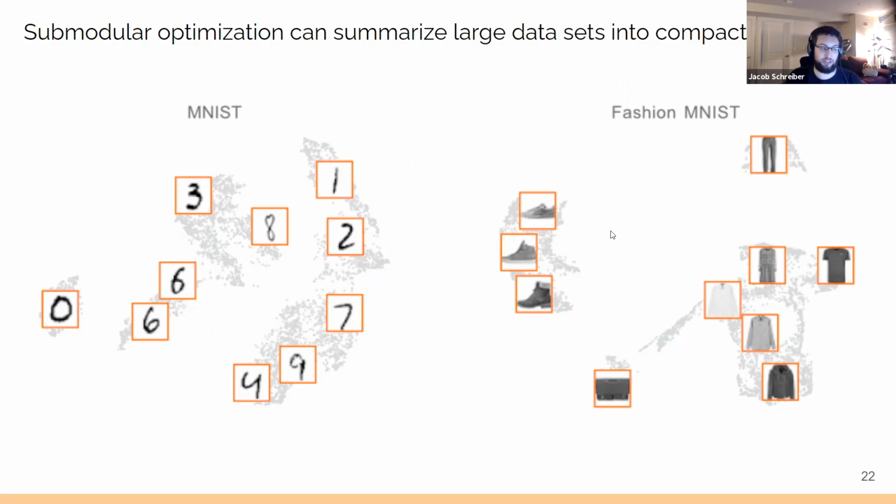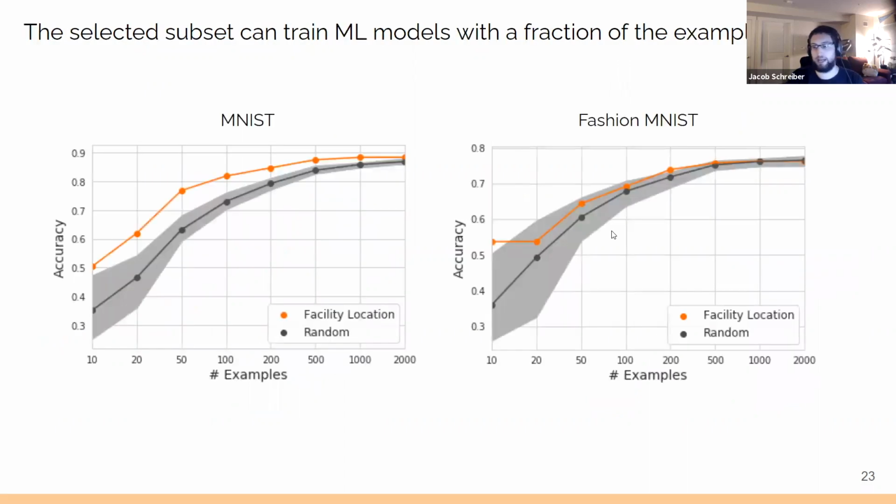And you can see that's fairly representative of the entire space. But the real test is what happens when you train machine learning models on it. If we choose only a subset of our data and train a logistic regression model on these tasks, how well does it perform? You can see here on the x-axis what happens when we choose a certain number of examples, using either random selection or facility location.